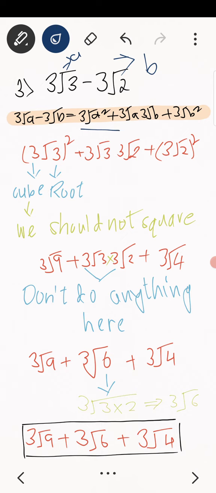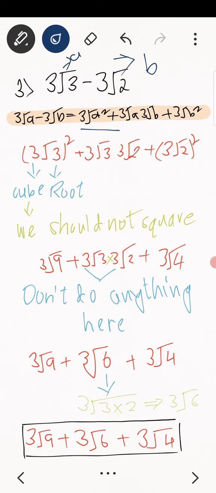Now the next step we come. So here it will be cube root of 9 plus, I wrote the same values, then cube root of 4. Okay. Now don't do anything here. In the sense, now we will take 3 as common in the next step. I wrote here clear steps also. Cube root of 9 plus cube root of 6 plus cube root of 4.